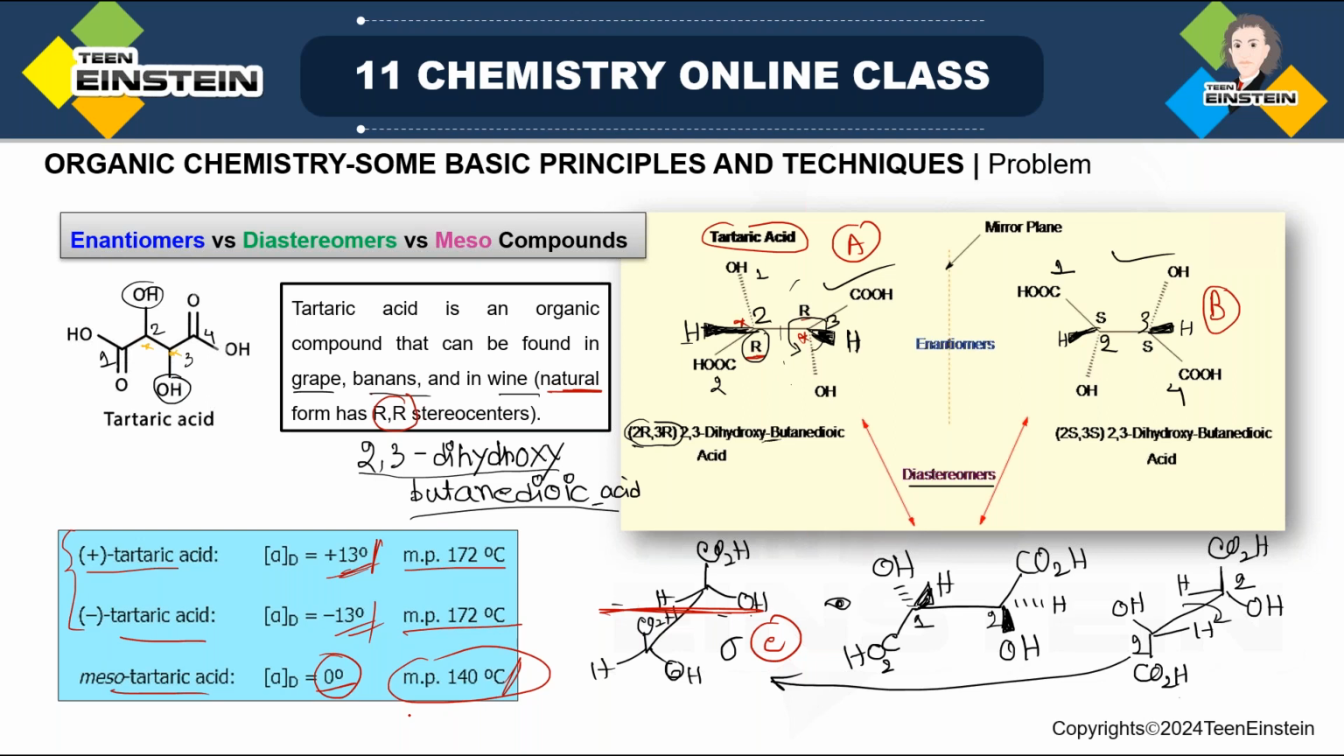So remember, when you are having enantiomers, physical properties are the same, and that is why it is very difficult to separate enantiomers. Suppose you have a mixture of A and B, you have to use some special technique, but with a simple process you cannot separate A and B from the mixture. But if you have a mixture of A and C or B and C, that is a mixture of plus tartaric acid with the meso or minus with the meso, then you can separate it easily because their physical properties are drastically different. Okay.